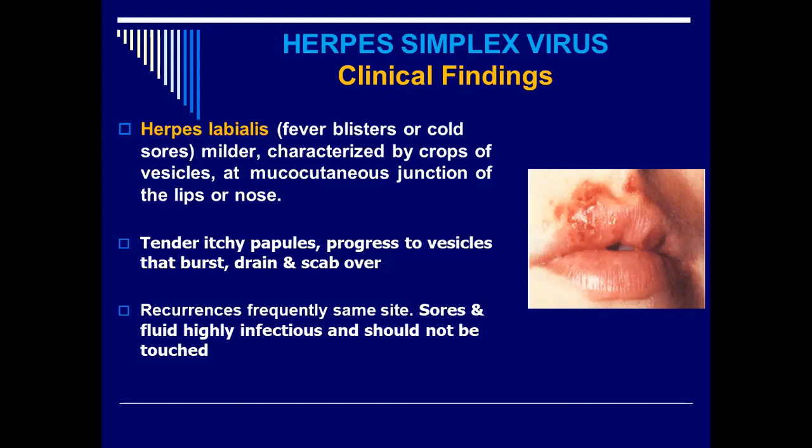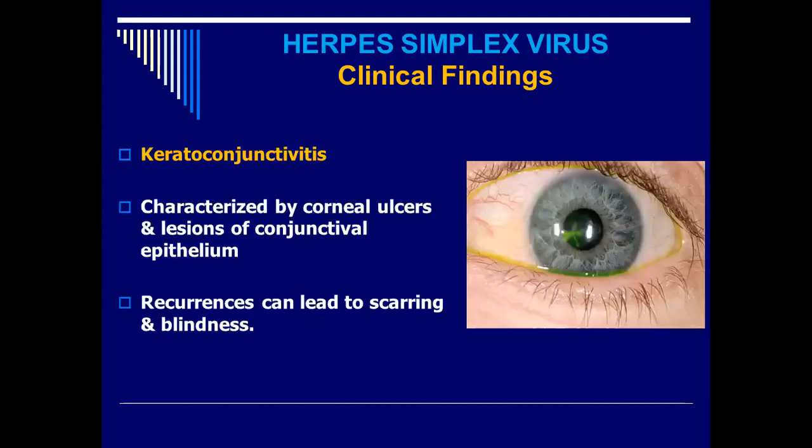They can burst and drain, and there is a scab that may sometimes disappear. Recurrence frequently at the same site has been reported. The sores and fluids are highly infectious and should not be touched. So we have to be very careful while handling these kinds of vesicles on the mucocutaneous junctions of the lips and the nose.